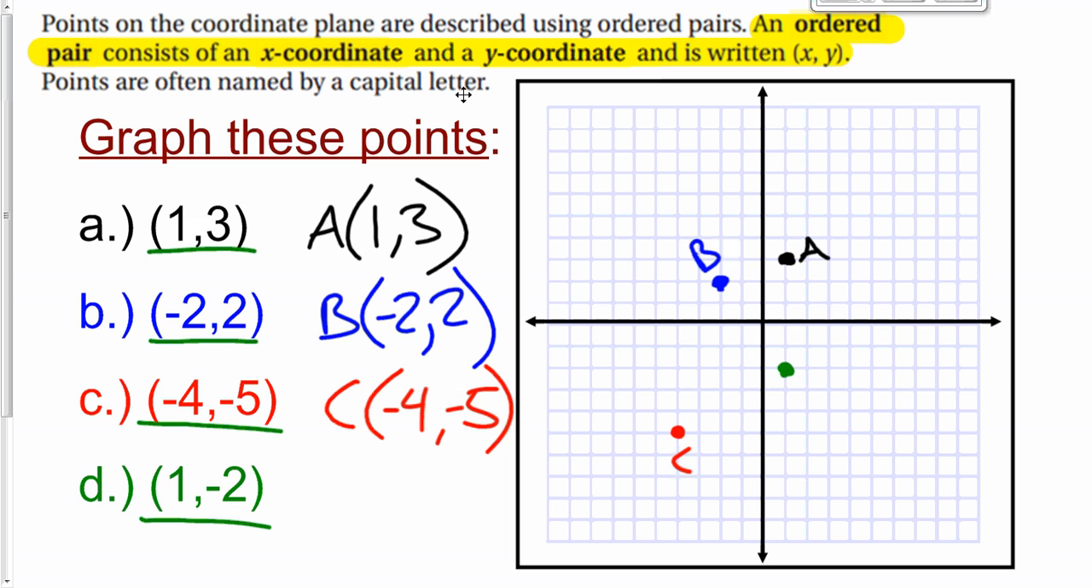Alright, so that's just a quick review on how we graph those things. And we'll talk more about this tomorrow. This will lead us into the introduction to functions.